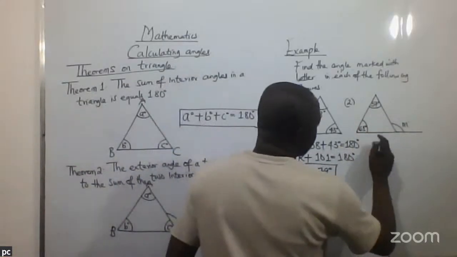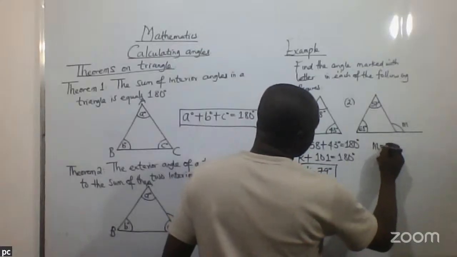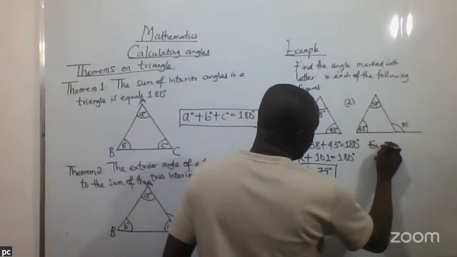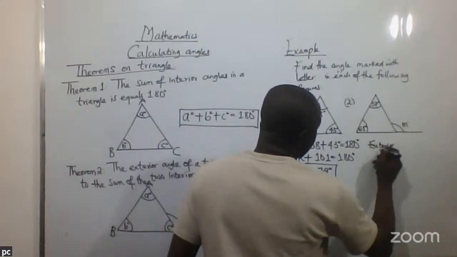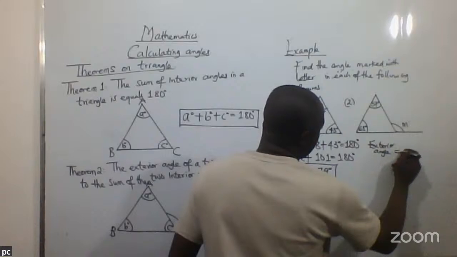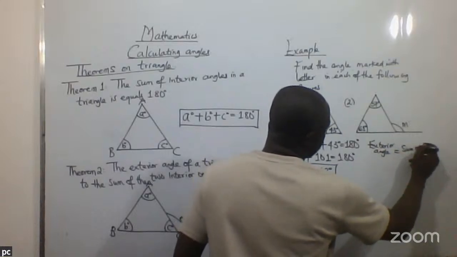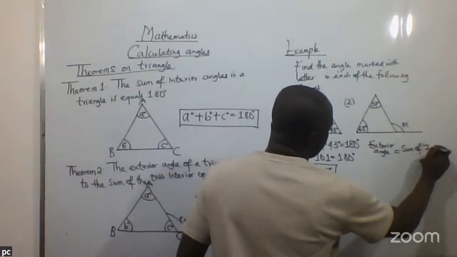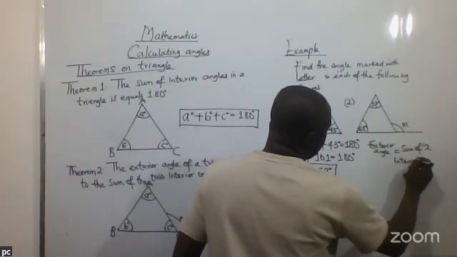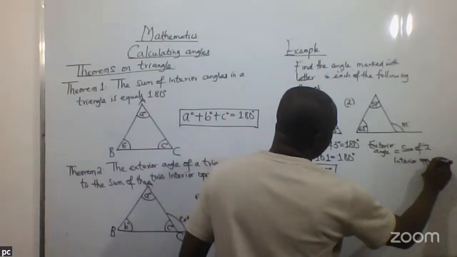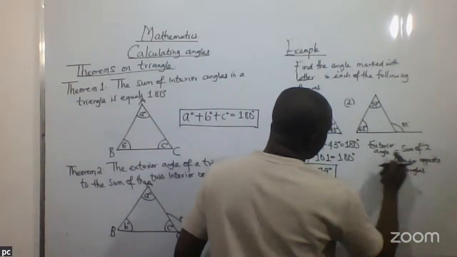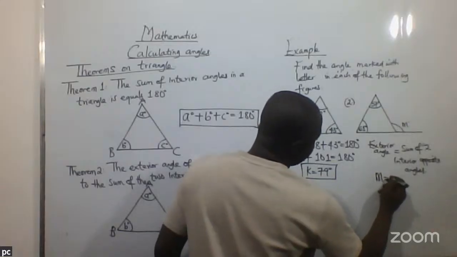So to find the value of n, which is the exterior angle, let me write it. Exterior angle equals sum of two interior opposite angles. So the exterior angle is n.